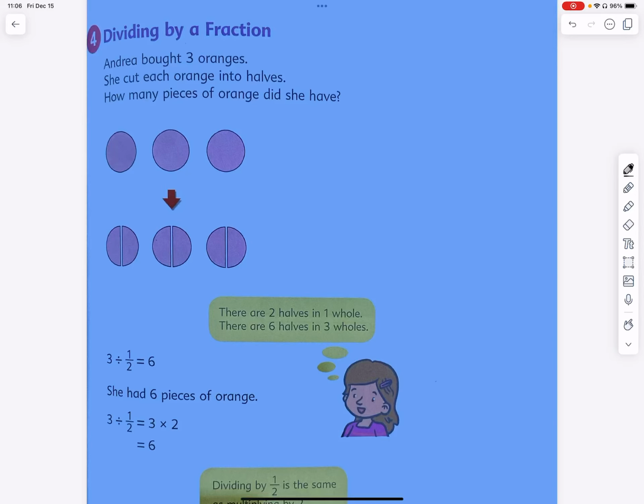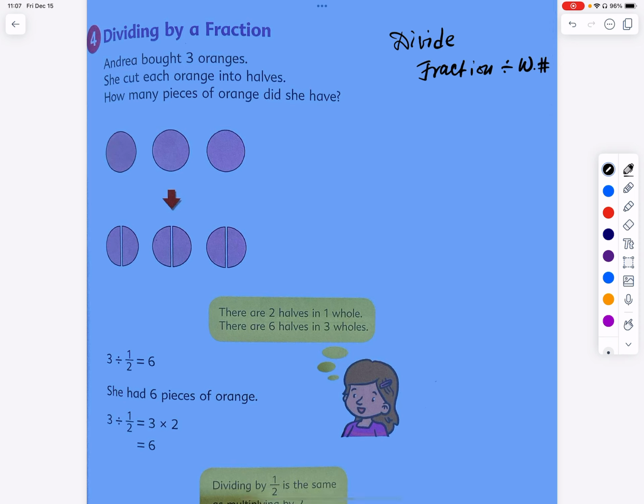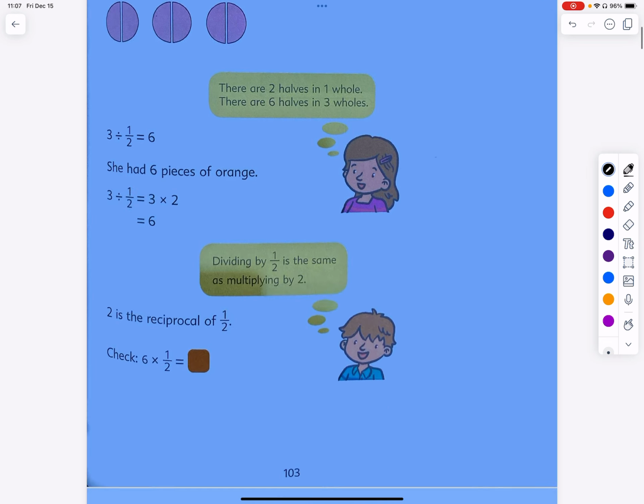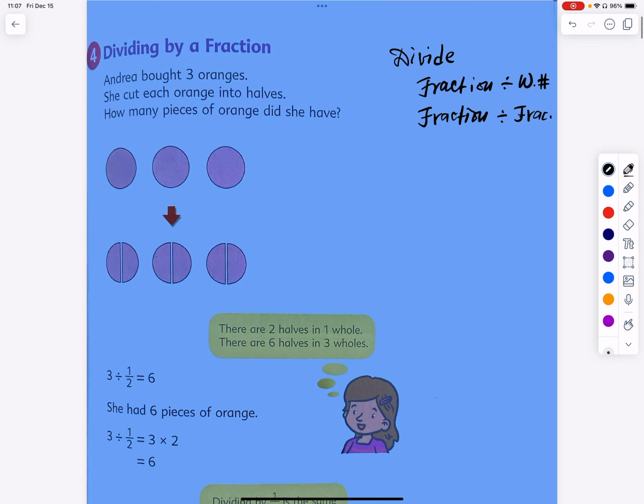Hello, hello. The topic of today's lesson is to divide by a fraction. Now, let's recall. Last week, we started discussion of what it's like to divide fractions. Divide fractions by a whole number. Today, we're going to take a look at how to divide a fraction by another fraction, which is very similar. So let's take a look at the word problem. We are starting on page 103.